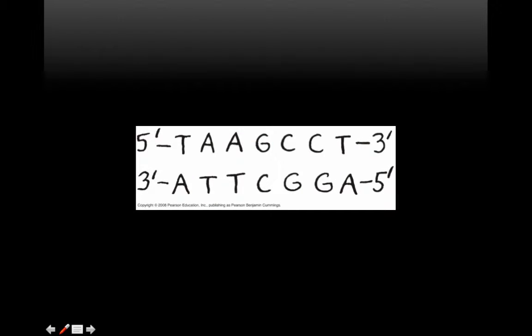Here we are looking at a very simplified model of DNA, a very small DNA molecule. Notice that the two strands of DNA are anti-parallel. In other words, one strand runs 5' to 3', whereas its complementary strand runs 3' to 5'. So we say that the two strands are anti-parallel for that reason.